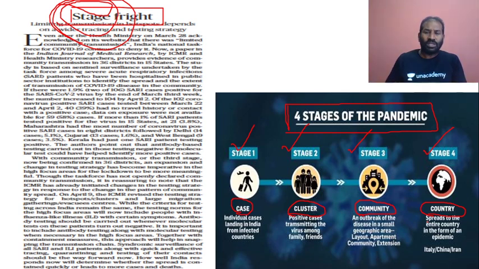So you need to understand these 4 different stages, wherein the editorial is talking about stage fright. And which stage is India in as of now? You need to understand that, so that you will have a better understanding of the prelims factual question if it is asked in prelims 2020, and also a better understanding from the descriptive point of view for mains 2020.